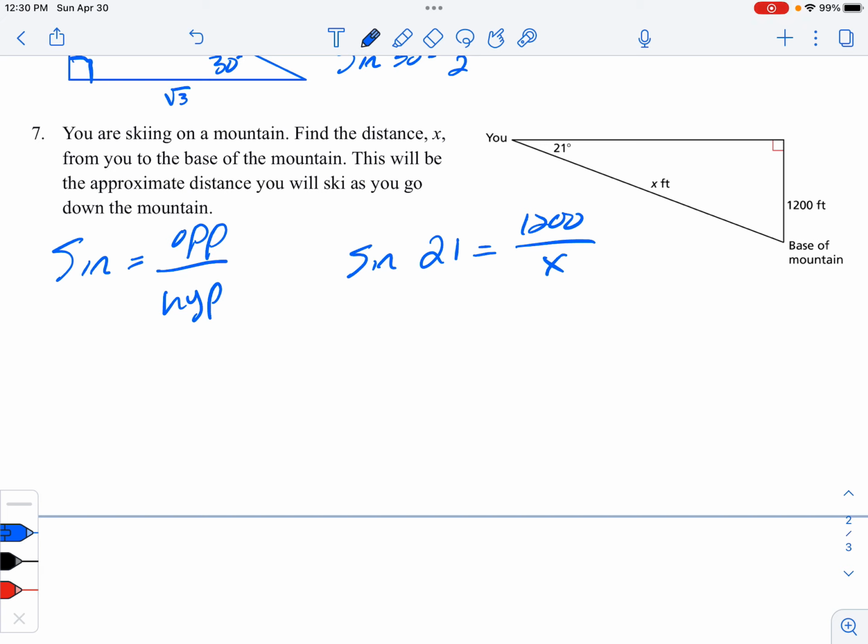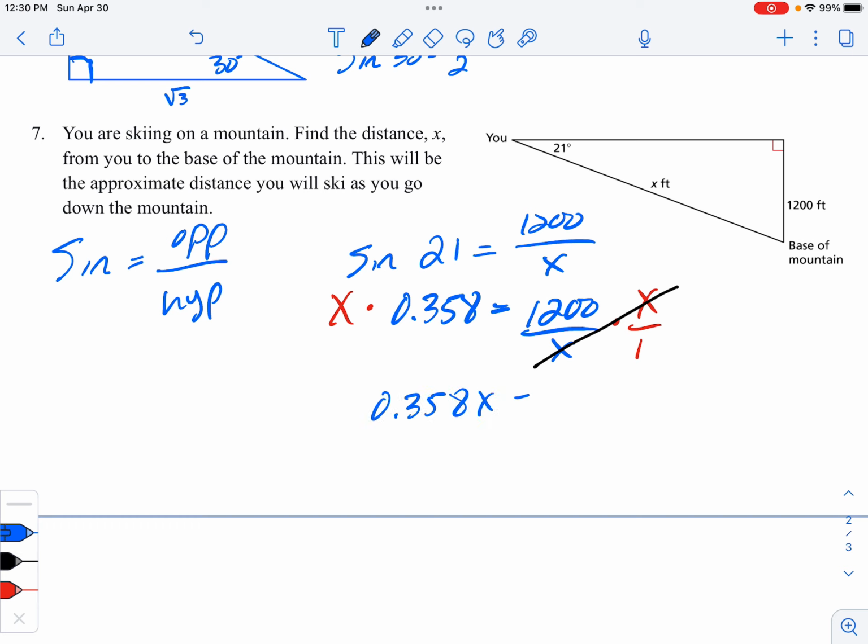Okay, now this one, my variable is in the bottom, so we're going to have to do a little bit more work, just one extra step. First, let's find that sine of 21. Okay, that comes from our calculator, 0.358. 0.358 equals 1,200 over x. Now with that variable in the bottom, remember we want to multiply by that variable, because what that's going to do, remember this is like x over 1. Those variables are going to go away on the right-hand side, and we get 0.358x equals 1,200.